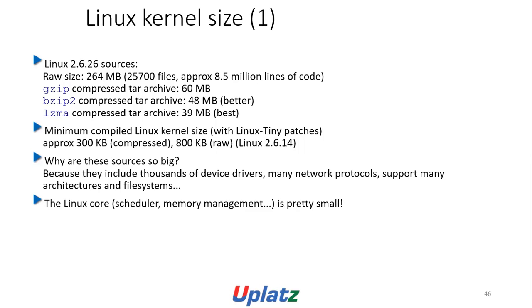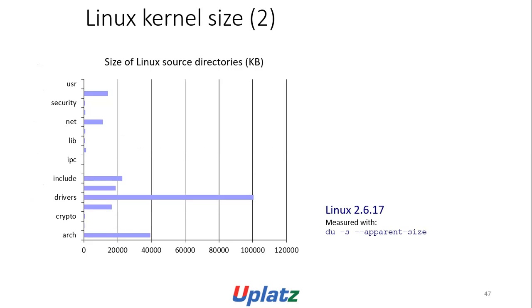Why are these sources so big? Because they include thousands of device drivers, many network protocols, and support many architectures and file systems. Linux core code, the scheduler and memory management, is pretty small. The various sizes of Linux are measured with du, apparent size, giving the size of Linux source directories in KB. Drivers are the maximum size, and next is the architecture size.